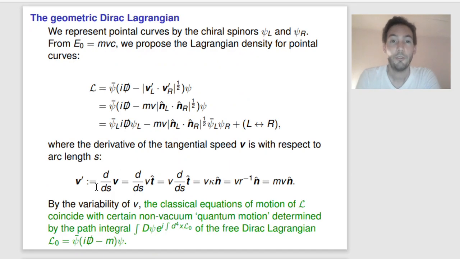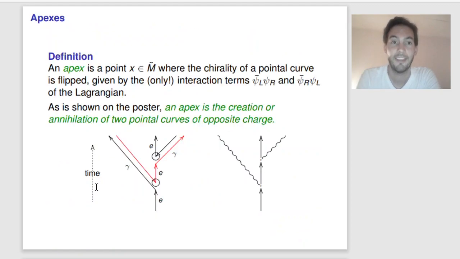We represent pointable curves by the chiral spinors psi L and psi R. From E naught equals mbc, we propose a Lagrangian density for pointable curves, where the derivative of the tangential speed v is with respect to arc length s and not time. By the variability of v, the classical equations of motion of L coincide with certain non-vacuum quantum motion determined by the path integral of the free Dirac Lagrangian.